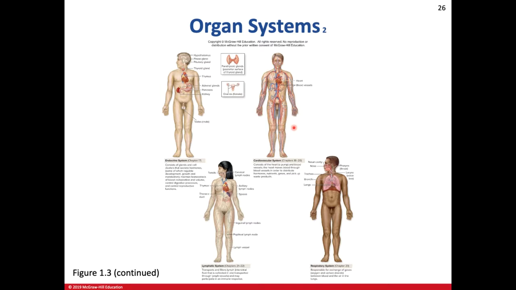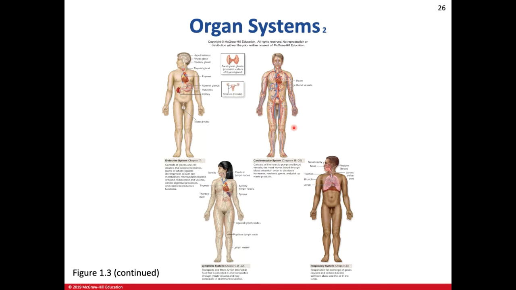The cardiovascular system, the arteries, the veins, the capillaries, the blood, and the heart, right? What's its job? Basically distribution of what? Of fluid, of hormones, of nutrients, of oxygen and CO2, of immune components, all right?